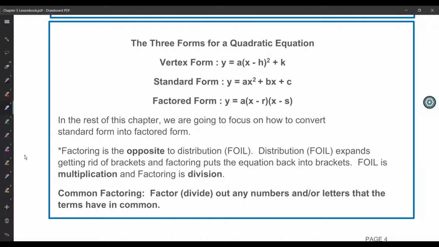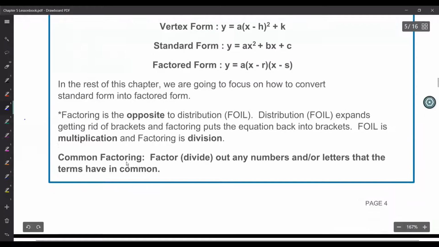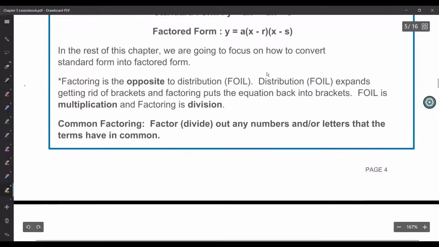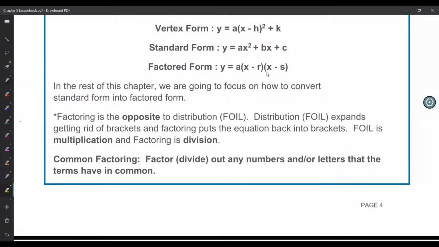So we multiply out the brackets, whereas factoring is sort of like division. We put them back into the brackets. In order to do this, we need to learn a first step of factoring, which is common factoring, which would be to divide out any common numbers or letters, the greatest common factor of all of our terms, and get that into a common factored form. We're going to do common factoring, which is the first step of getting into factoring.